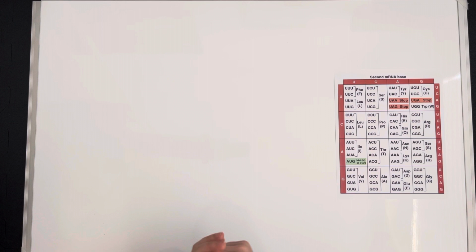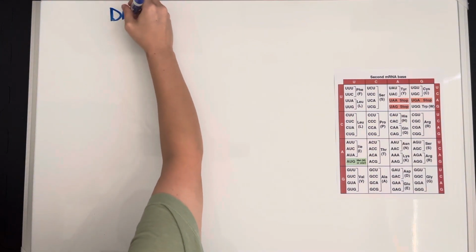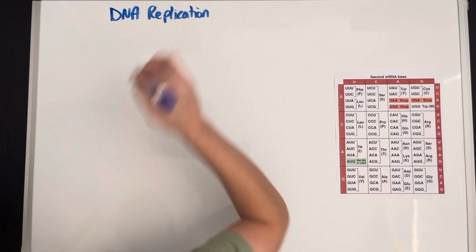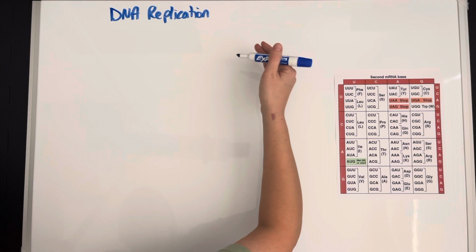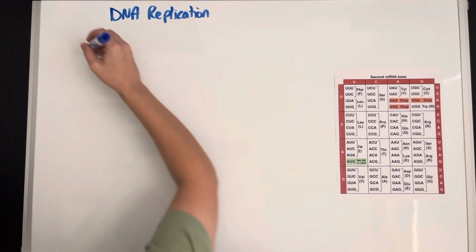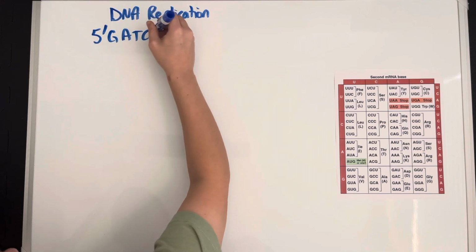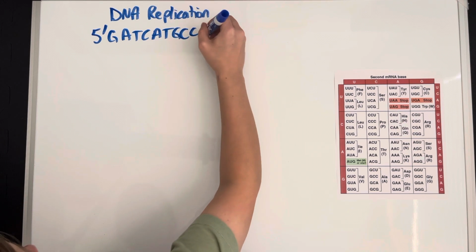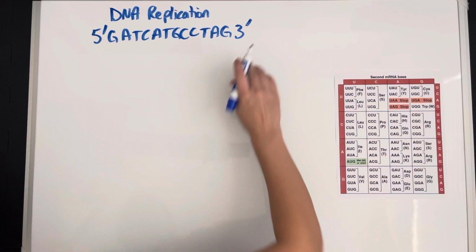I want to start with DNA replication. You already saw a video on the molecular level of DNA replication. Now we're just going to look at the nucleotides themselves, so those base pairings, right? Our DNA is 5'. We'll just put some random, any old nucleotides will do. That's probably plenty. So we have 5' to 3'.